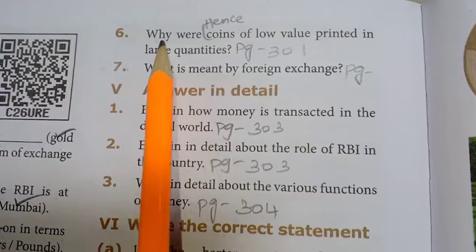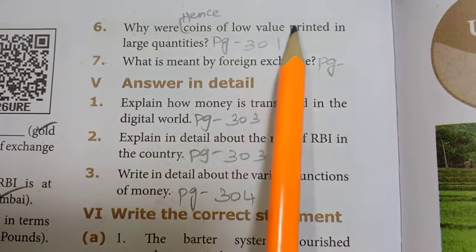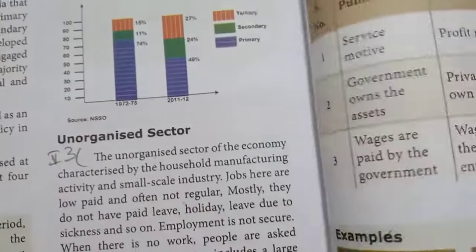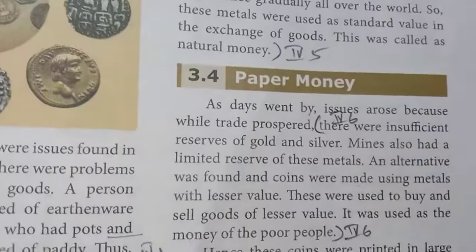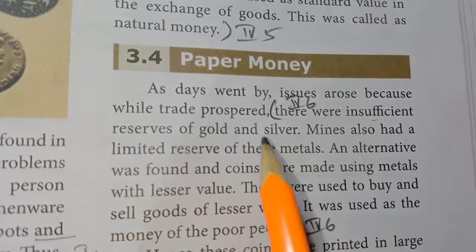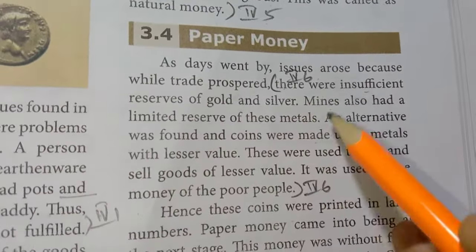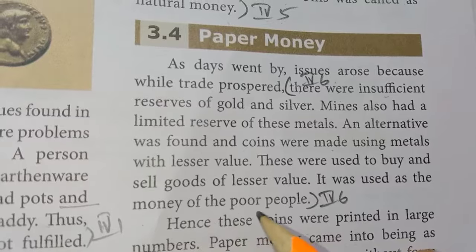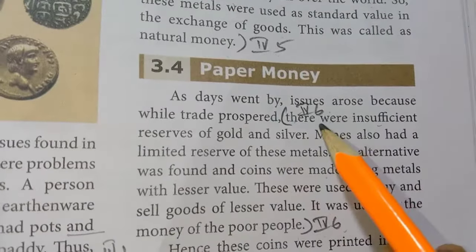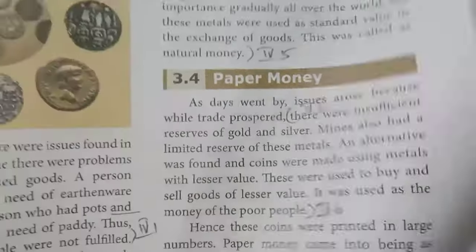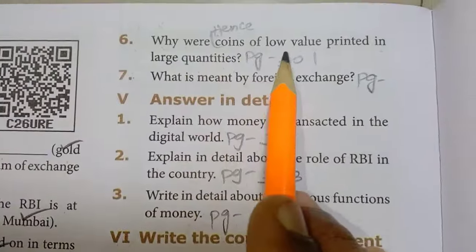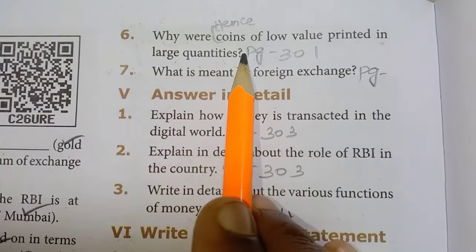Then, 6th one. Why were coins of low value printed in large quantities? Page number 301. Under paper money, second line, there were insufficient reserves of gold and silver. அதுலேருந்து தேர் வேர்லேருந்து ஸ்டார்ட் பண்ணிக்கோங்க. அந்த பேராகிராஃப் முடிய, மணி ஆஃப் த புவர் பீப்புள். ரோமன் நம்பர் 4th, 6th ஒன் ஆன்சர். செகண்ட் லைனில் தேர் வேர்லேருந்து ஸ்டார்ட் பண்ணி புவர் பீப்புள் வரைக்கும் எழுதிக்கோங்க. Then from the question. Hence, coins of low value printed in large quantities.